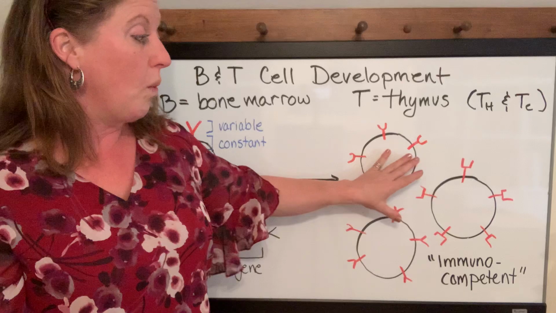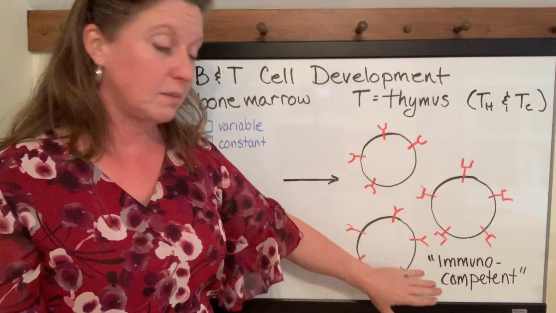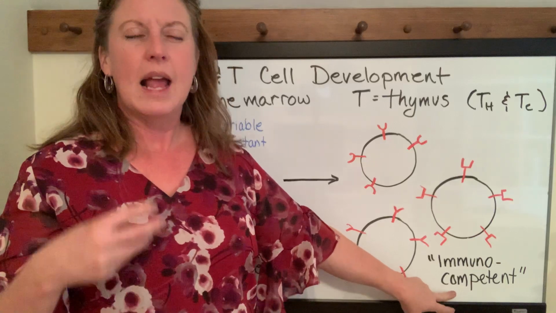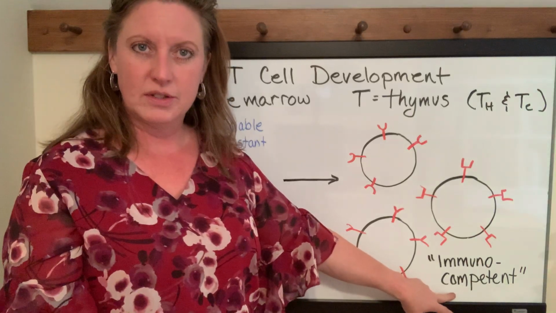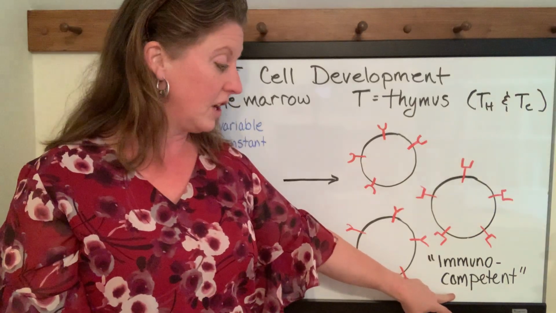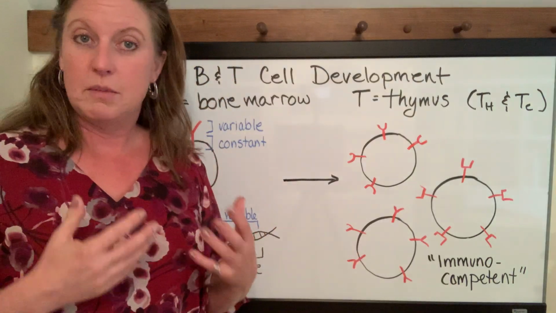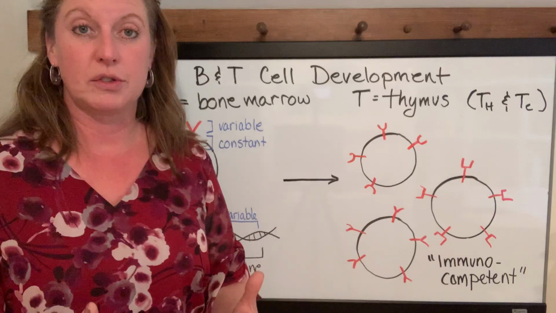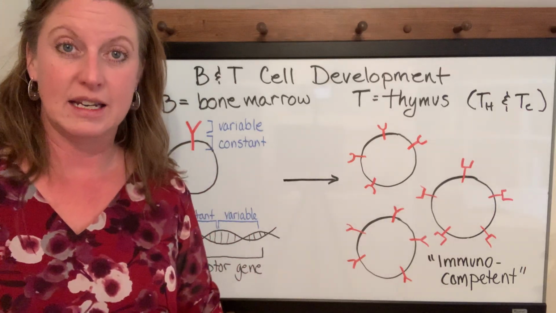Once the B or T cell has gotten to this point, we call it immunocompetent. Competent, meaning capable of responding to some kind of immune challenge. And it doesn't mean that they finished their training yet, it just means that now they have the receptors, so they can do the job of B and T cells.